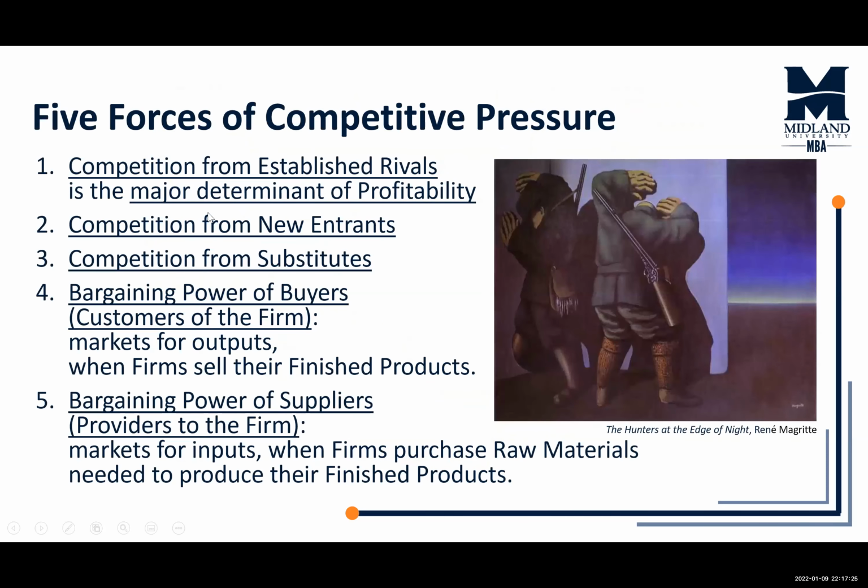So our five forces of competitive pressure are, first, that competition from established rivals. That's our major determinant of profitability, but also our competition from new entrants, substitutes, the bargaining power of our buyers, who are what? The customers. That is who we are selling our products to. And then the bargaining power of the suppliers. They are the ones who provide us with those raw materials.